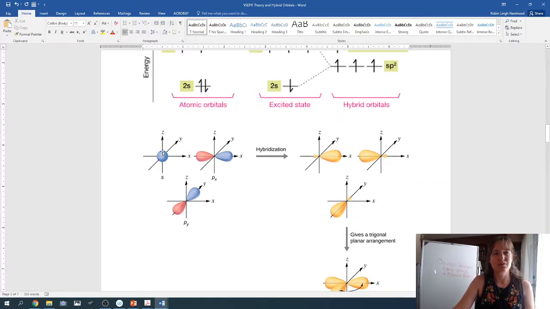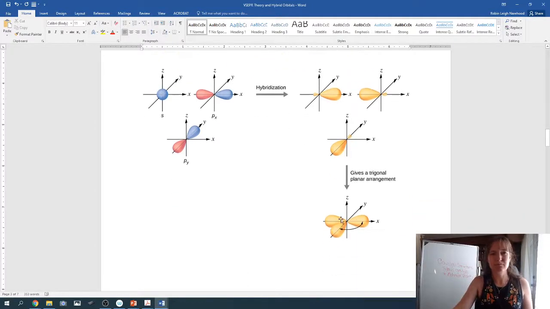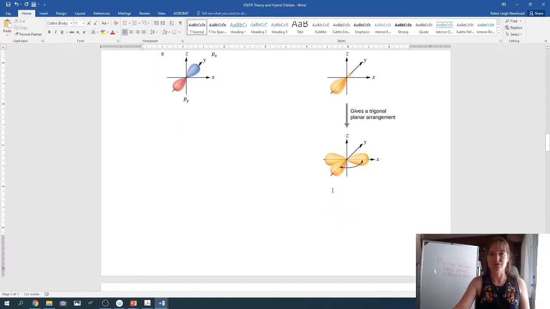Shapes, you have 1 s orbital, a p orbital, and another p orbital. Those 3 individual orbitals create 3 identical looking orbitals, and when you put them on the same XYZ axis, they end up generating a shape that's called trigonal planar. So they're all on the same axis. They're all on the same plane.